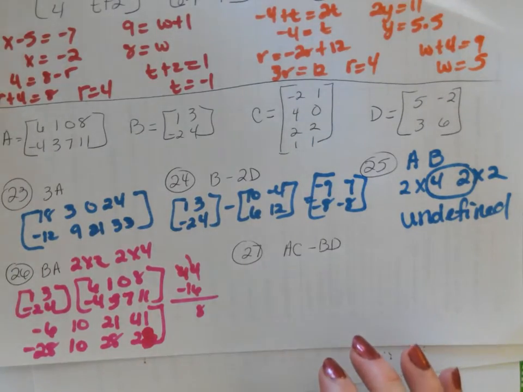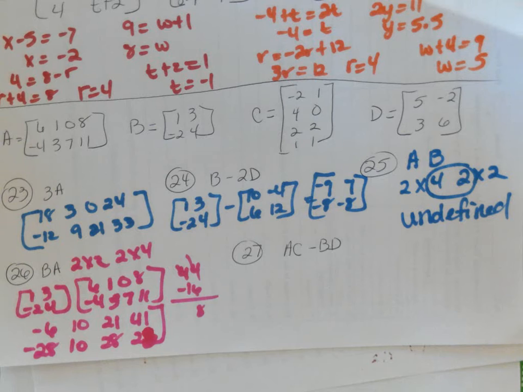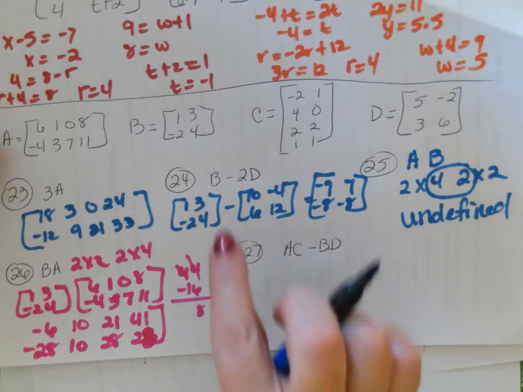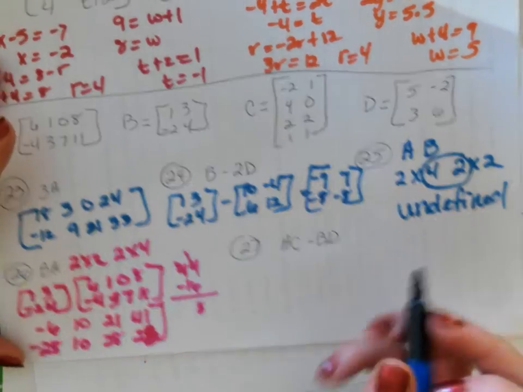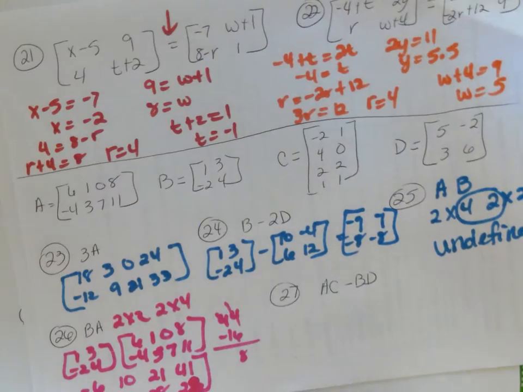All right, next one. AC minus BD. Oh, this looks like loads of fun. AC. So I have to multiply these two together? Ooh, okay. AC. You know what? I'm going to grab a sheet of paper here because that looks really long. Hold on one sec. Here we go.